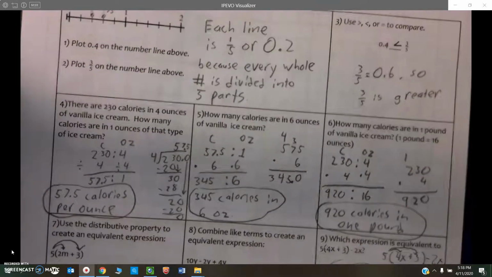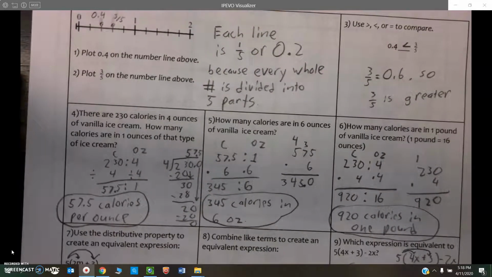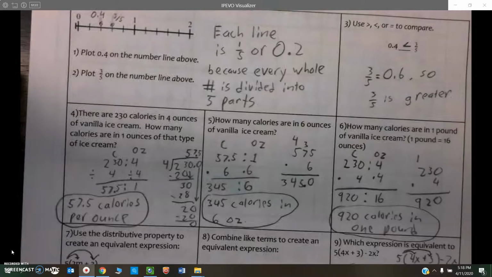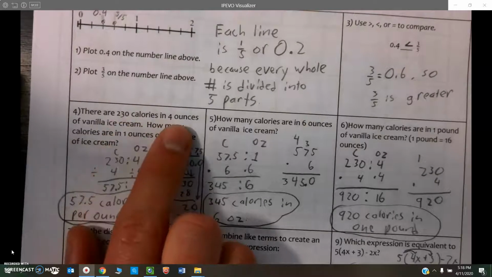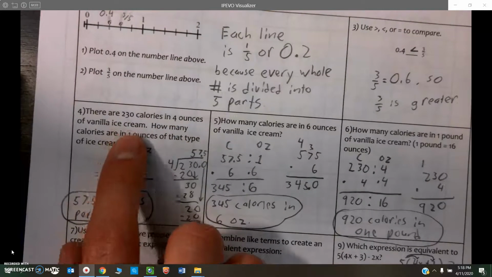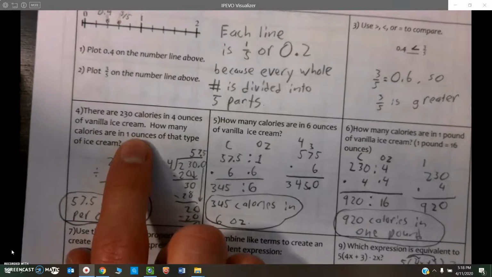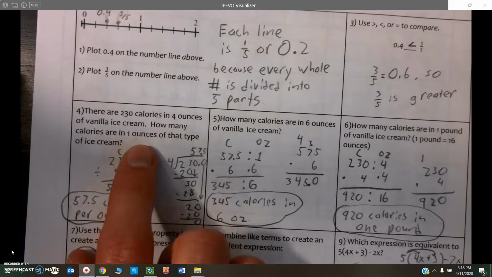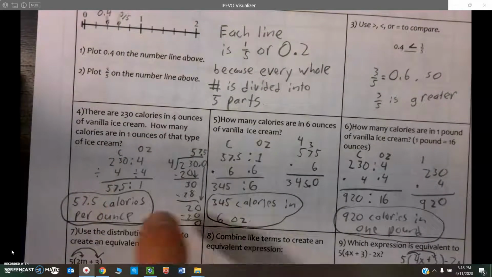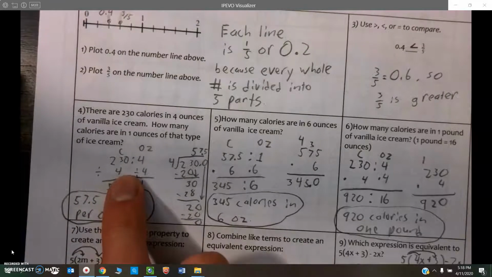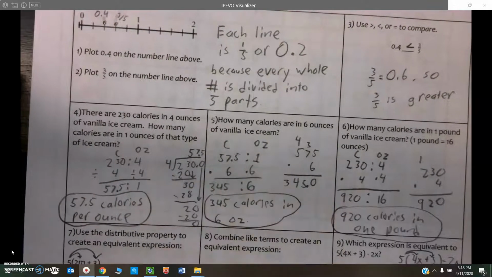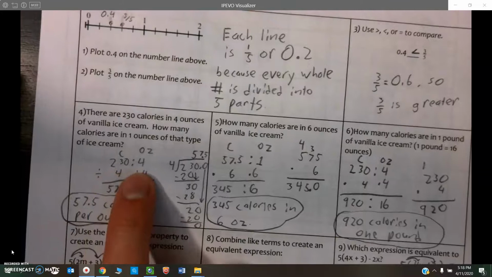Now down below, this is kind of ratio and unit rate work. So remember, a ratio is a relationship between two quantities. Here we're comparing calories and ounces, and we want to find out how many calories are in 1 ounce. So that means we're solving for 1, which is a unit rate. You don't always have to write the ratio. I just think it's a good way to visualize it to make sure that you are dividing by the right number. So 230 calories to 4 ounces.